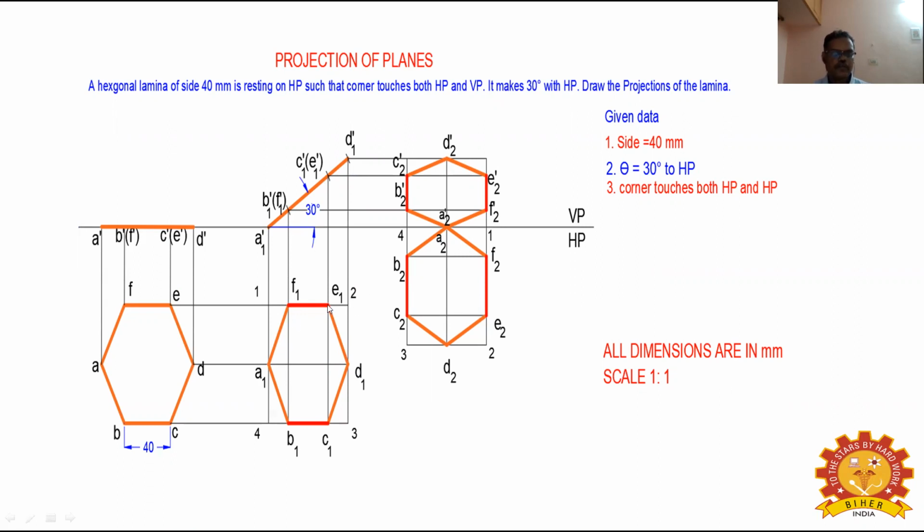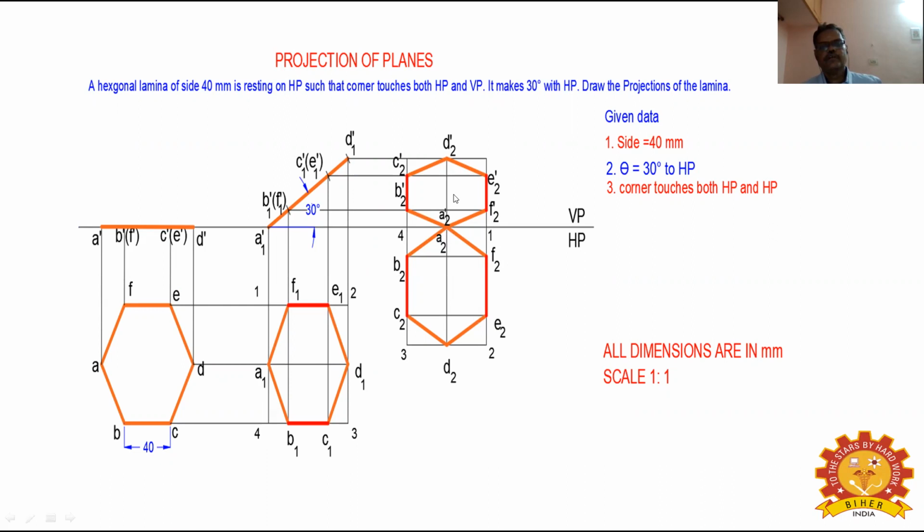Now, you have to rotate it by 90 degree, because only if you rotate by 90 degree, the corner will touch the VP line. Therefore, you have to rotate by 90 degree in such a way that in between the 1, 4 line, the A2 point touches the VP line. Okay, and by using box method, draw the hexagon and mark A2, B2, C2, D2, E2, F2, and A2.